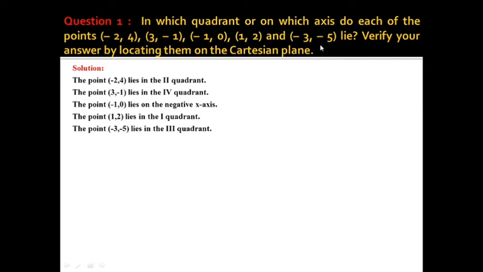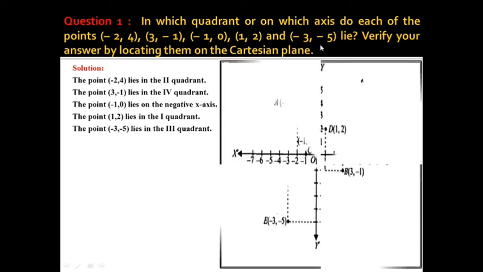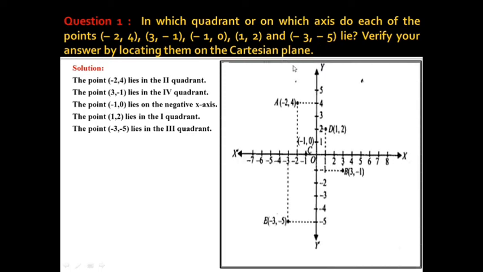So now we have to verify our answer by locating them on the Cartesian plane. So this is how the Cartesian plane is. The first is given minus 2 comma 4 and we have written that it lies in the second quadrant. So yes, here minus 2 means x and 4 is y, so they lie here in the second quadrant. Then the next is given 3 comma minus 1. So 3 is on the x axis, so here it is 3, and minus 1 is on the y axis, so they are lying here in the fourth quadrant.